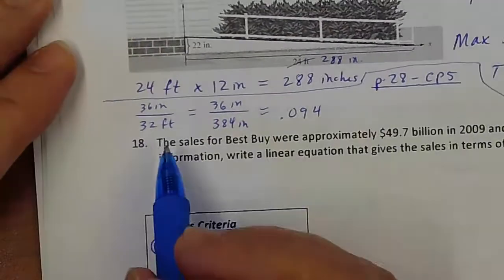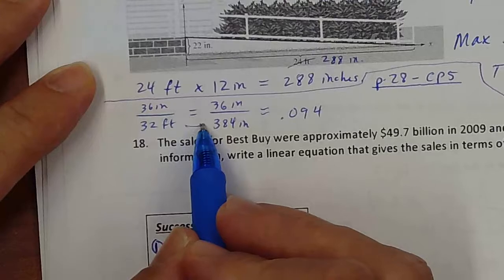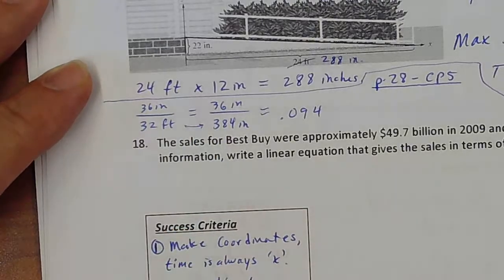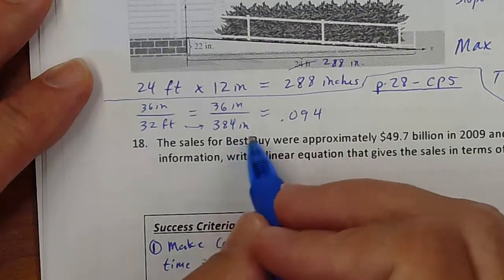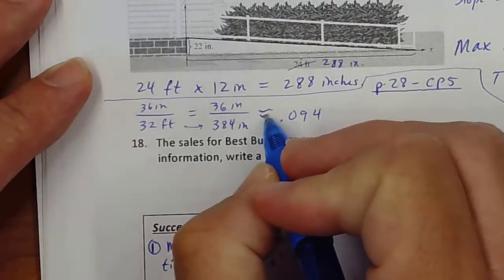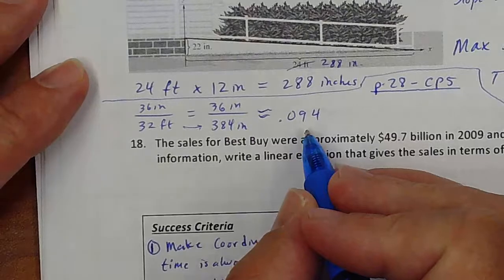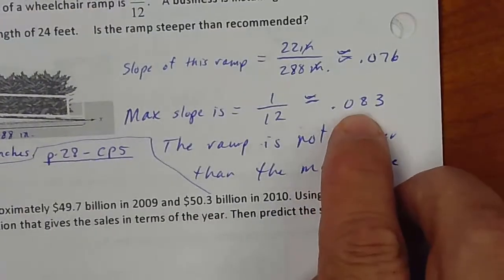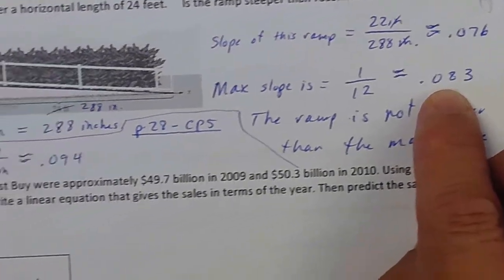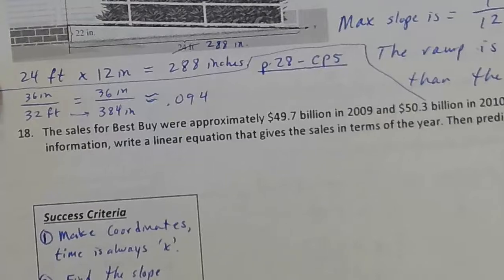All right, so here we go, 32 feet. We got to convert that into inches. Ends up being 384 after you multiply it by 12. Take a look at that ratio and divide it, and we get approximately 0.094. Comparing that to the max slope of 0.083, this is now too steep, right? So no, it is not going to work.